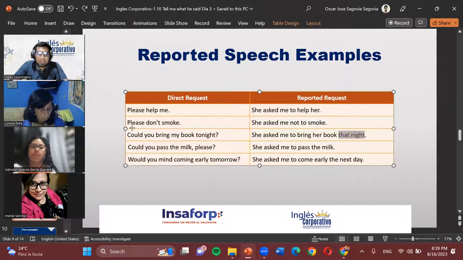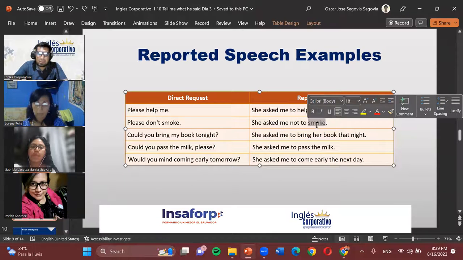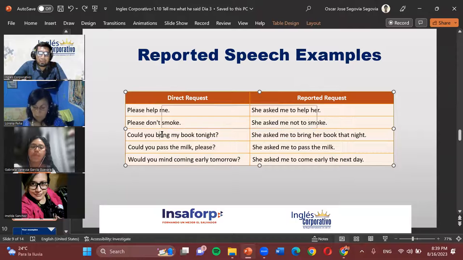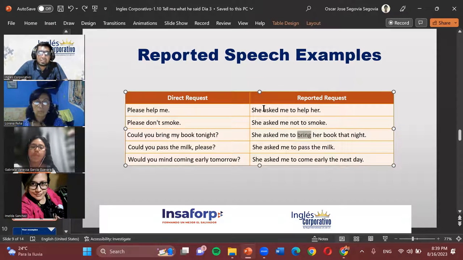Another thing is that, as you can notice, there are no changes in terms of the tense here with the verbs. For example, here the verb is smoke, and here we have it as smoke. Here we have bring, and here as well, it's going to be bring. The one that changes here, the one that expresses the fact that it's a reported thing, is going to be simply the first verb at the beginning. That's the one that is going to change.